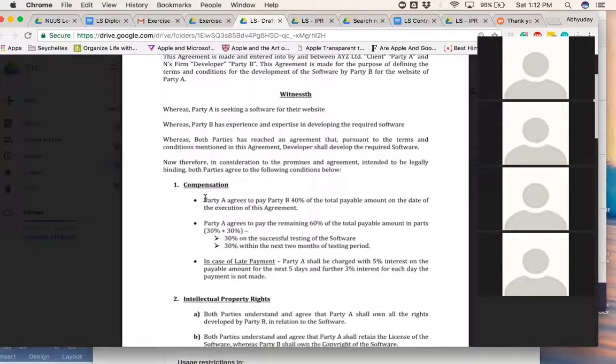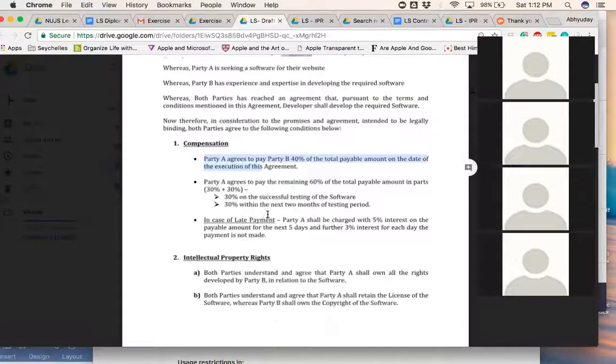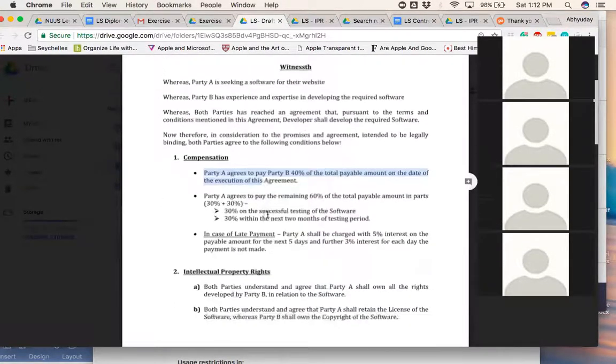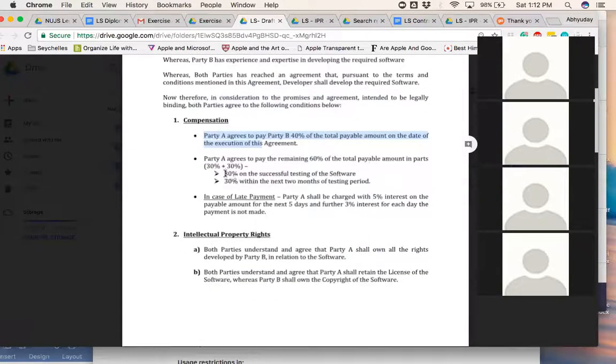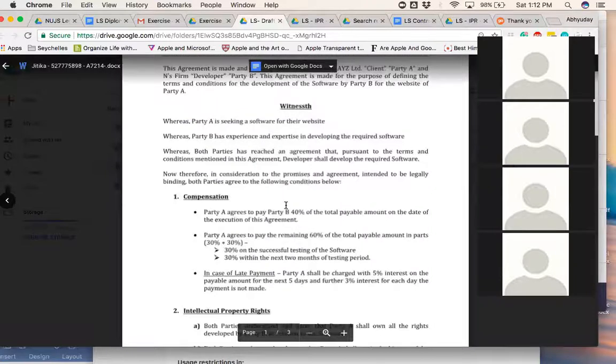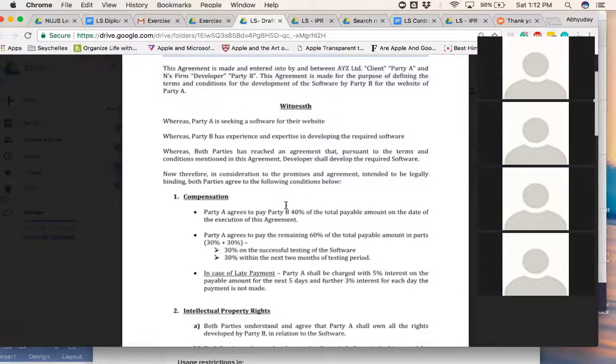Okay, so party A agrees to pay party B 40% on the date of execution. What is the amount? The amount wasn't mentioned. Yeah. So these are the things that you have to say, no? You have to create a provision for it. Every time you get a contract, this is one of the biggest problems you will face.